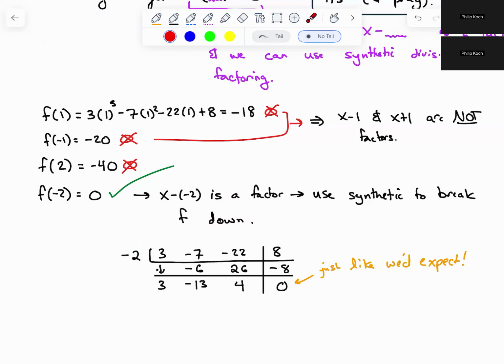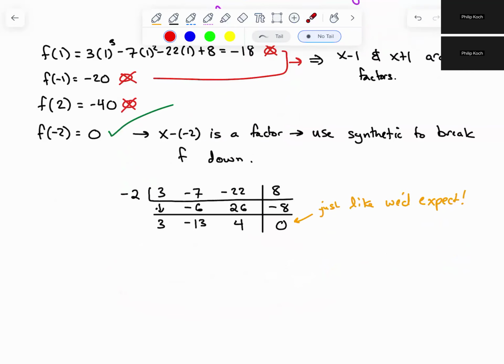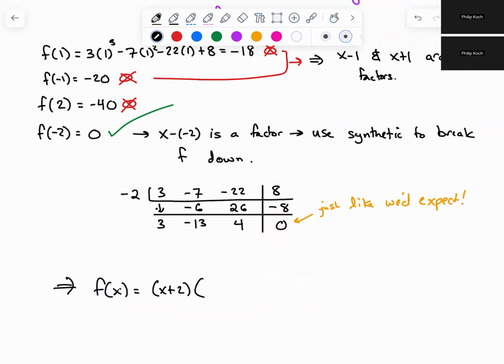So there's two options if you do the synthetic division and you don't get 0: either you made a mistake earlier on when you were plugging it into your calculator, or you made an arithmetic error down here. Check both, see what happens. But either way, we got this. So that means that f of x can be rewritten as x minus -2, so x plus 2, times 3x squared minus 13x plus 4.